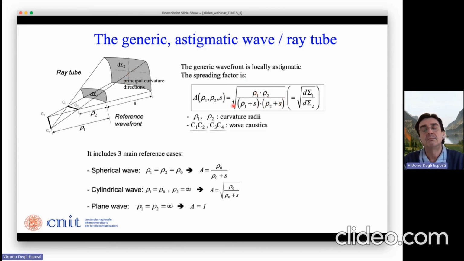So this is the most general expression of a locally astigmatic ray tube. And it boils down to well-known cases. For example, if the two radii of curvature are the same, we get a spherical case, otherwise cylindrical, or plane wave, where the two radii tend to infinity and the spreading factor is 1.